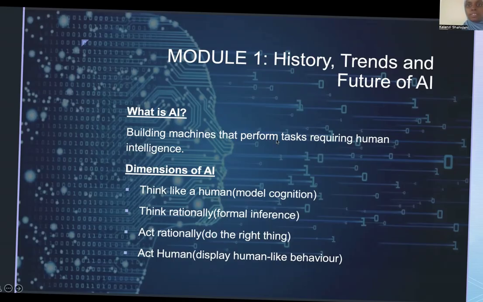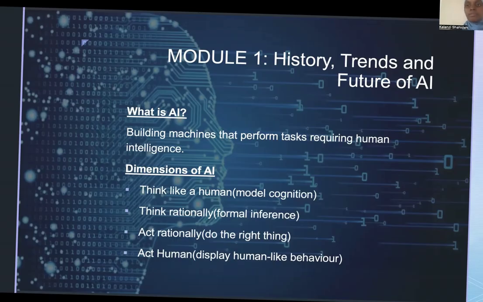The first module is talking about the history, trends, and future of AI. Before we talk about all that, we have to first ask ourselves, what is AI? AI means we are building a machine that can perform tasks that require human intelligence. Such machines help humans do certain things. They think like humans and act like humans. That brings us to the dimensions of AI. These dimensions are 4: think like a human, think rationally, act rationally, and act like a human.